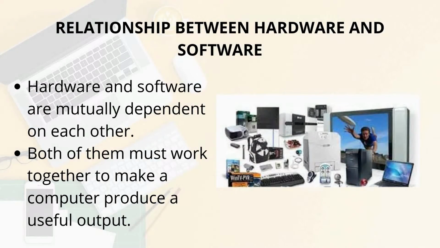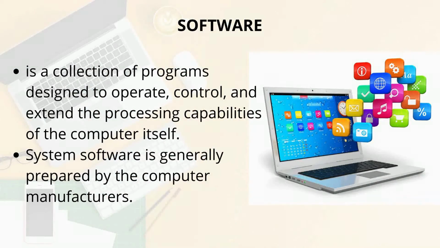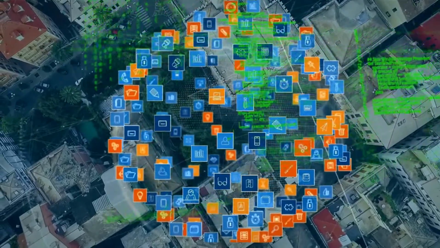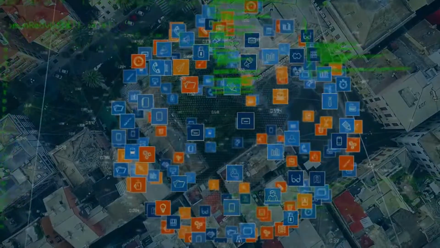Relationship between hardware and software. Hardware and software are mutually dependent on each other. Both of them must work together to make a computer produce a useful output. Software is a collection of programs designed to operate, control, and extend the processing capabilities of the computer itself. System software is generally prepared by the computer manufacturers.